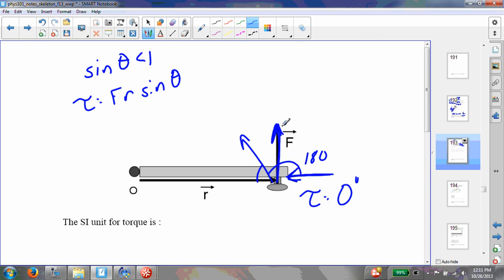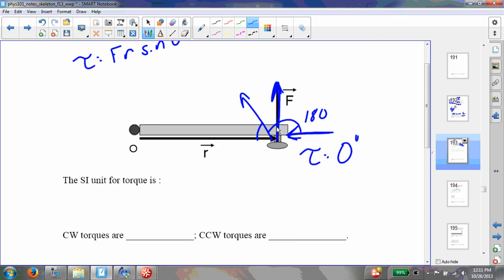You'll just look like an idiot because your door is not going to open or close or do anything. You might not look like an idiot, all right, but you'll look strange. Now, the SI unit for torque is the Newton meter.